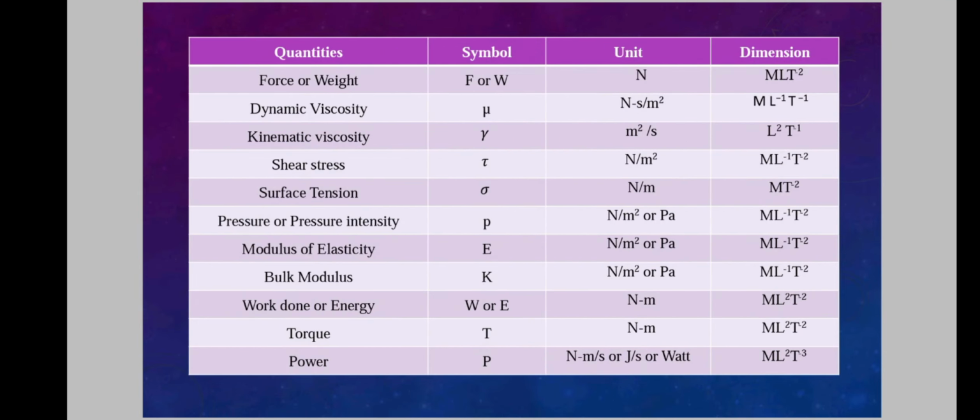Similarly, force, dynamic viscosity, kinematic viscosity, shear stress, surface tension, pressure, modulus of elasticity, bulk modulus, work done, torque, power. For these quantities also the symbol, unit and dimension are given. Let me take the bulk modulus. The symbol is K and the unit is Newton per meter squared or Pascal, and the dimension is M L power minus 1, T power minus 2, otherwise M divided by L divided by T squared.